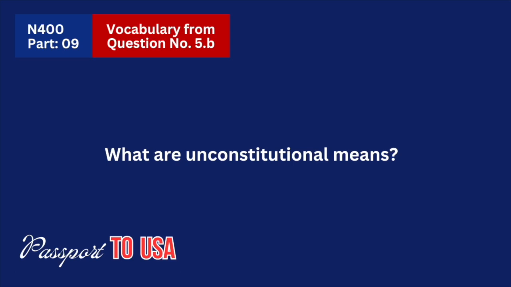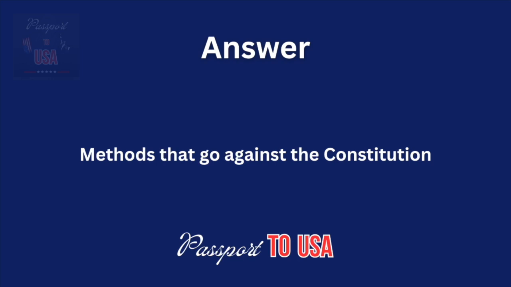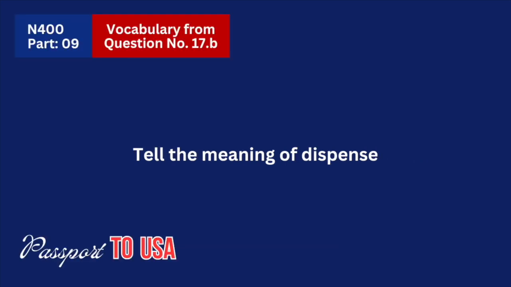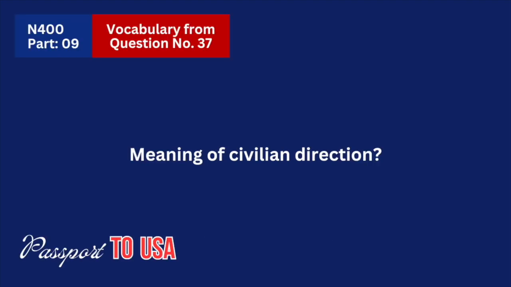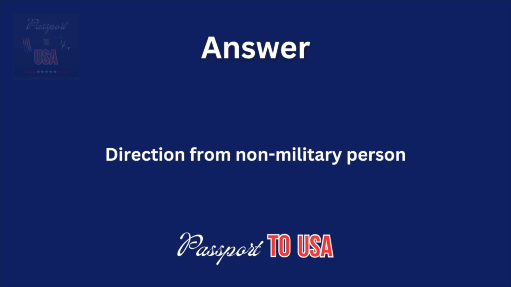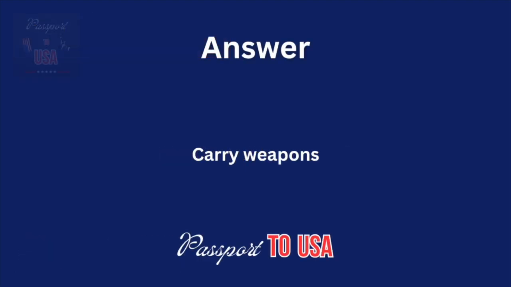What are unconstitutional means? Methods that go against the Constitution. Tell the meaning of dispense. Give out. Meaning of civilian direction. Direction from non-military person. Meaning of bear arms. Carry weapons.